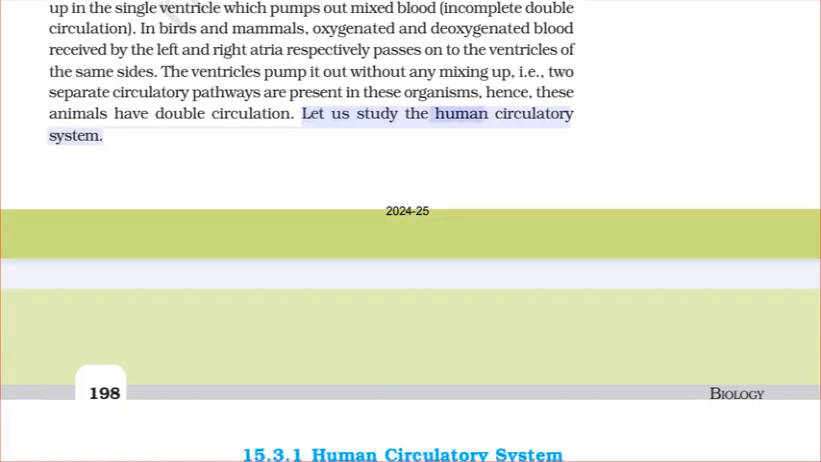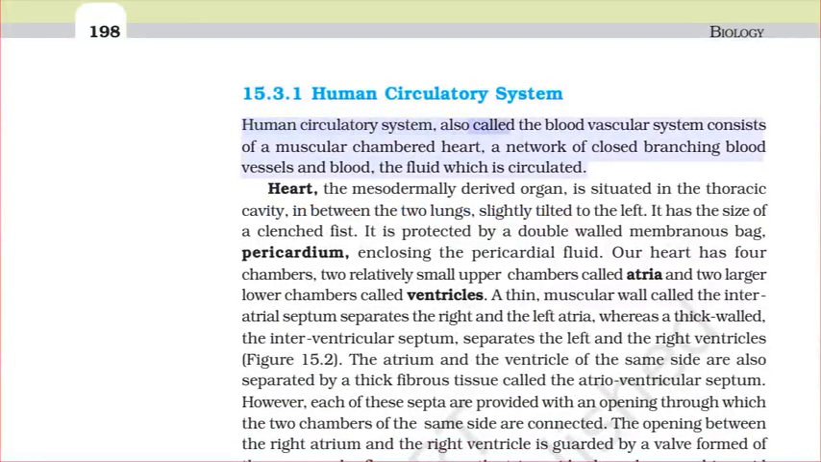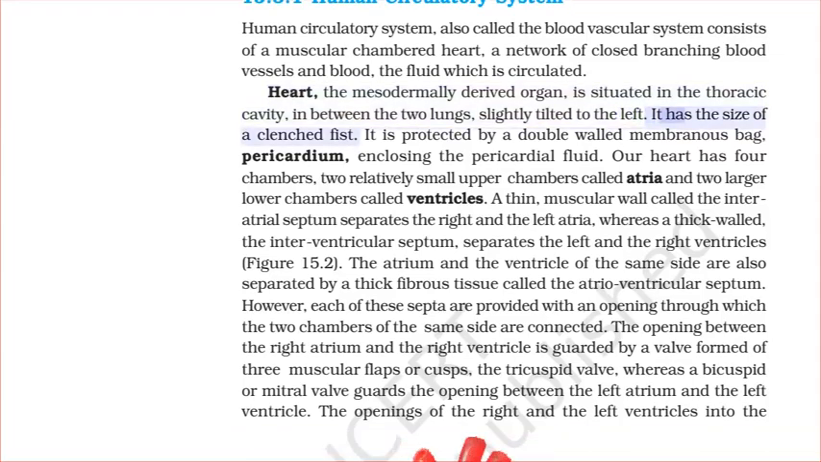Let us study the human circulatory system. Human circulatory system, also called the blood vascular system, consists of a muscular chambered heart, a network of closed branching blood vessels, and blood, the fluid which is circulated. Heart, the mesodermally derived organ, is situated in the thoracic cavity, in between the two lungs, slightly tilted to the left. It has the size of a clenched fist.